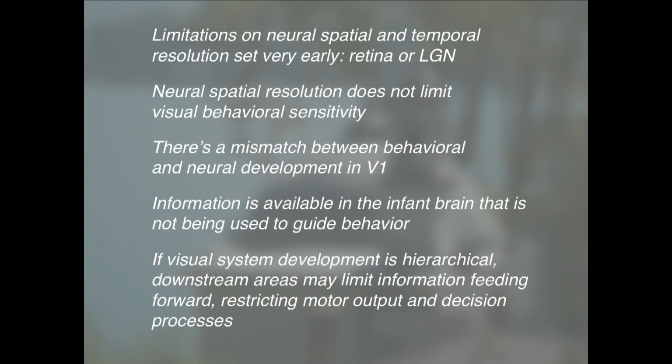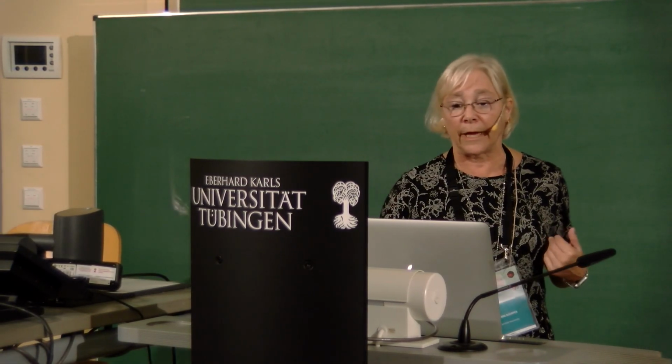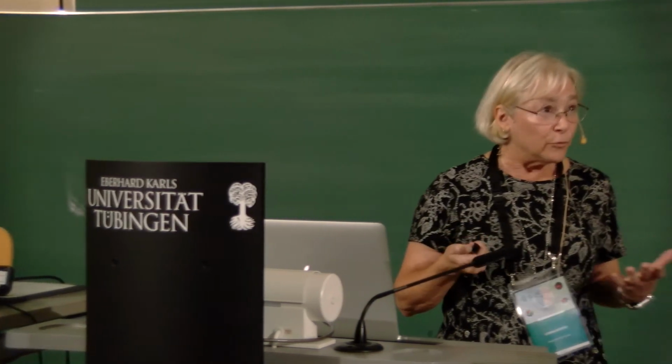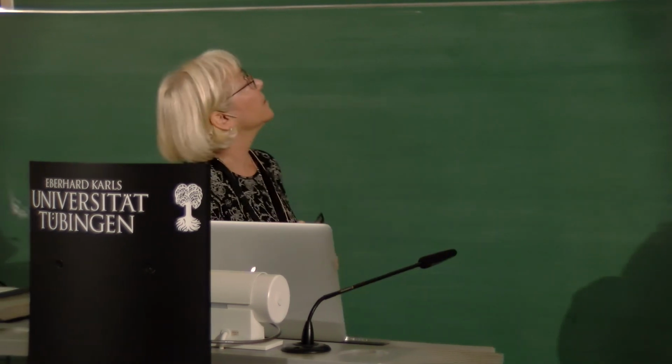There are a number of possibilities for why that might be true. One obvious one is that if visual system development is a hierarchical process, and there are many downstream areas, as we've already seen, then information feeding forward may be limited further downstream, okay? That information may be restricted in the motor output and other decision processes. And so we're going to look at some of those downstream processes.